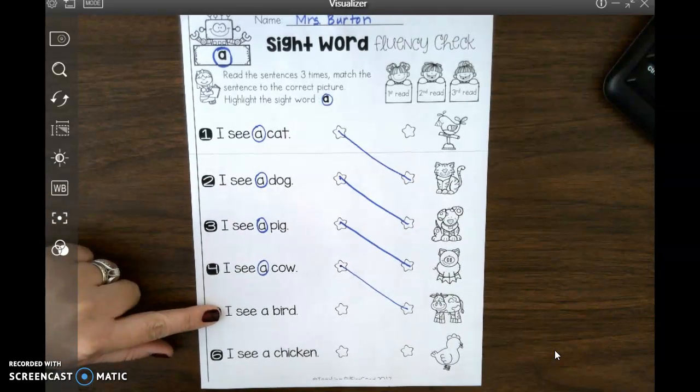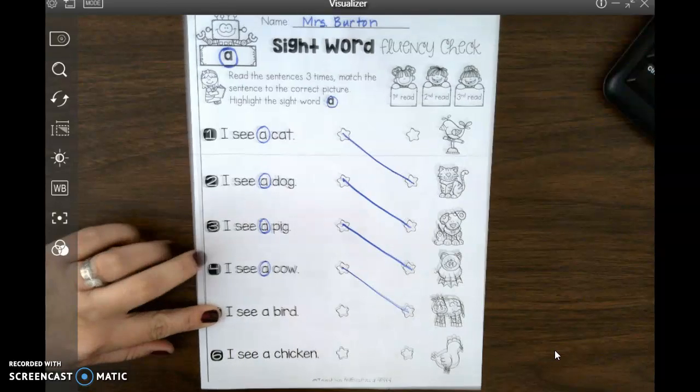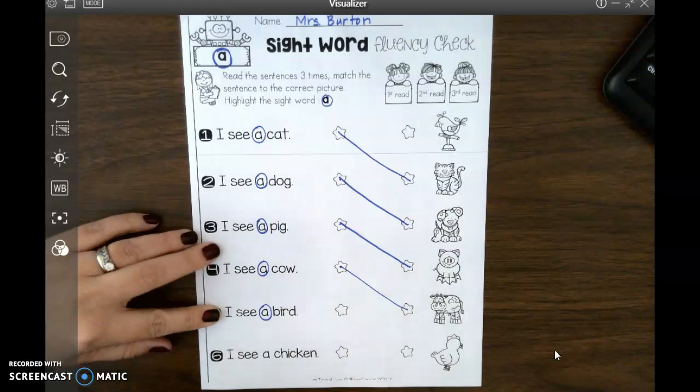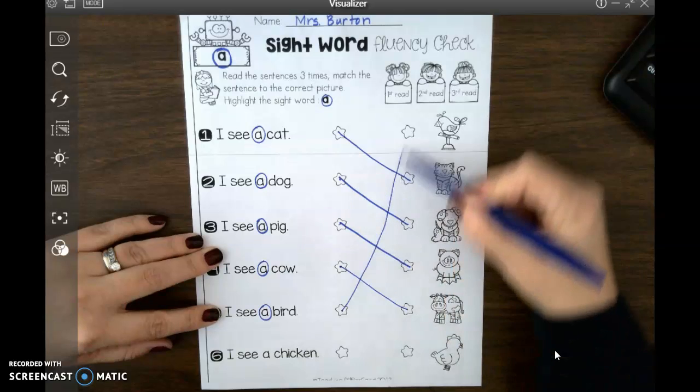Number 5. I see a bird. Let's read that together. I see a bird. See if you can find the word A in that sentence and circle it. There it is. We're going to draw a line from the star. I think the bird is up here.